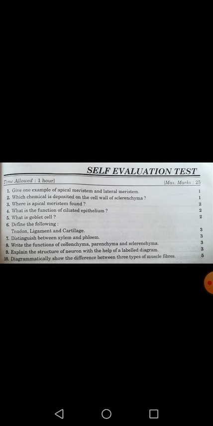What is the function of ciliated epithelium? It's a very important type of epithelial tissue. Ciliated epithelial tissue may be either columnar ciliated or cuboidal ciliated. It means the upper surface of the epithelial tissue has some fine hair-like structures which are called cilia. These cilia help in the movement of various materials across the epithelial barriers.